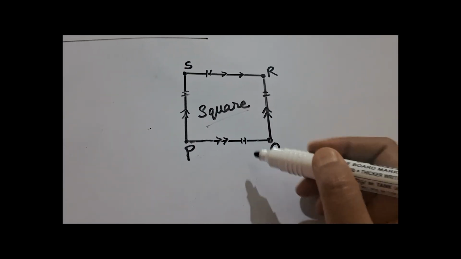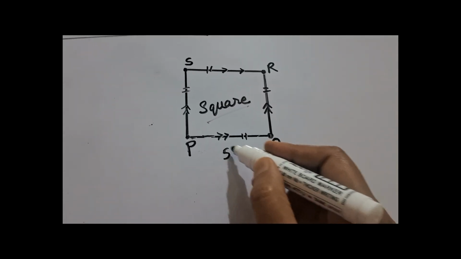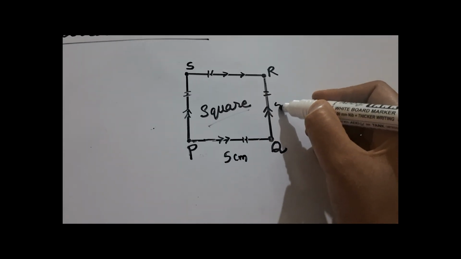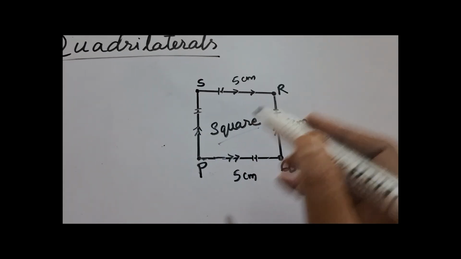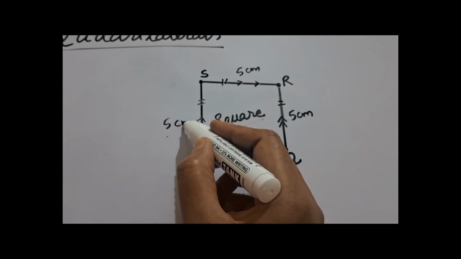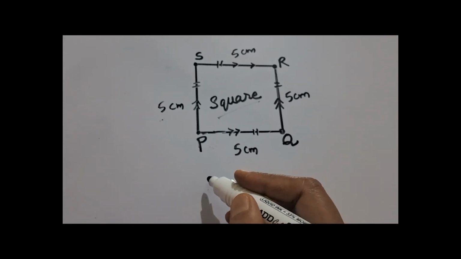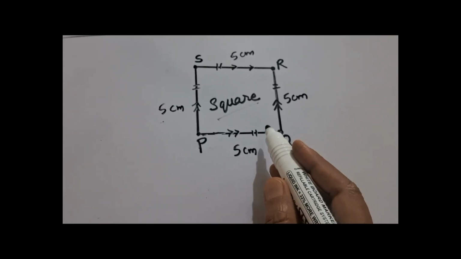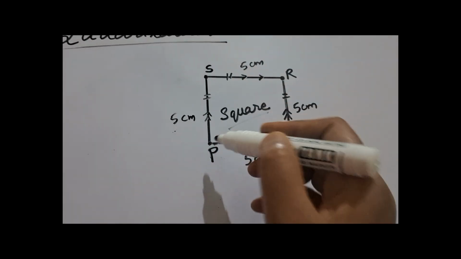In the square, all sides are same. Suppose if this is 5 centimeter, this side also will be 5 centimeter. This side also will be 5 centimeter and this side is also 5 centimeter. Now, if you want to find the perimeter of this square, then we add its sides, isn't it?